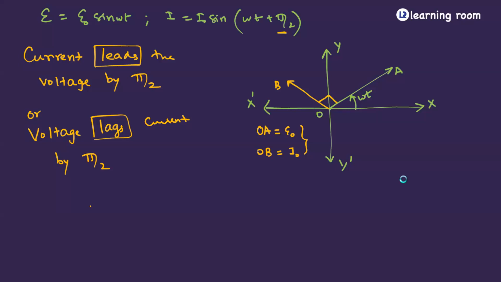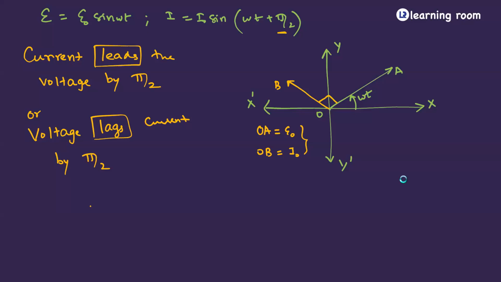Now the next question is, when you draw the phasor diagram, if the EMF's vector is stopped at omega t, where should you stop the value of current? You should stop the current at omega t plus pi by 2.